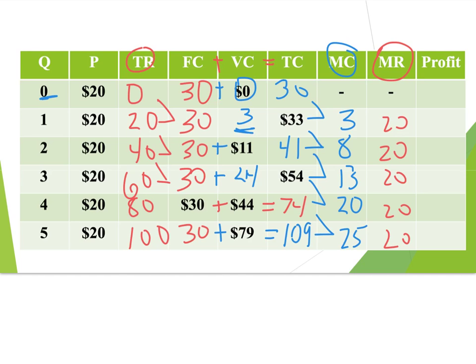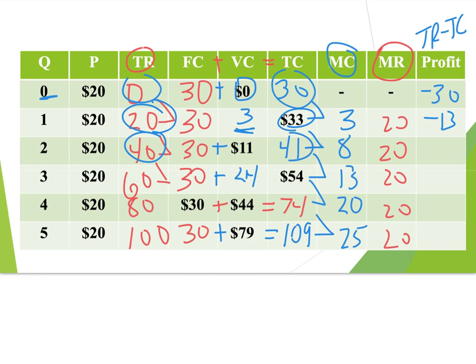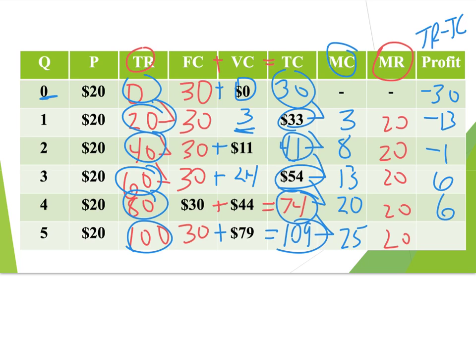So in terms of profit, then, I'm taking total revenue minus total cost. So 0 minus 30 gives me negative 30. 20 minus 33 gives me negative 13. 40 minus 41 gives me negative 1. 60 minus 54 gives me positive 6. 80 minus 74 is also 6, and then 100 minus 109 is negative 9.